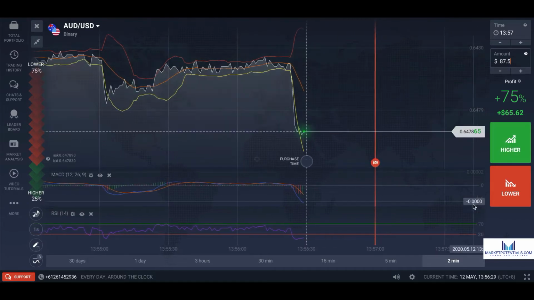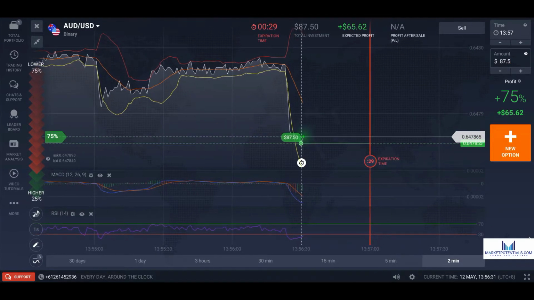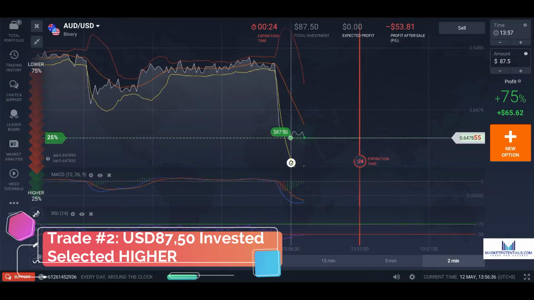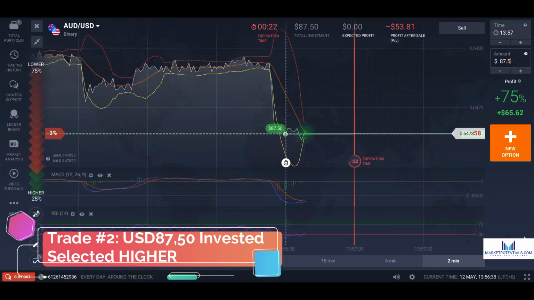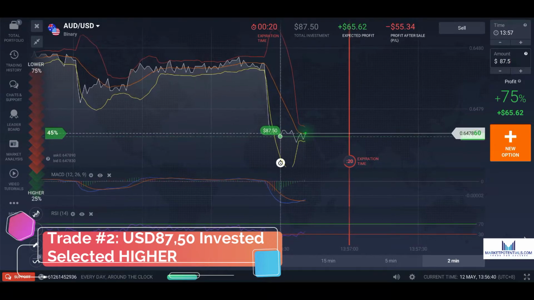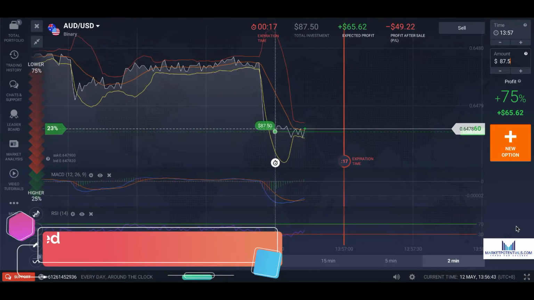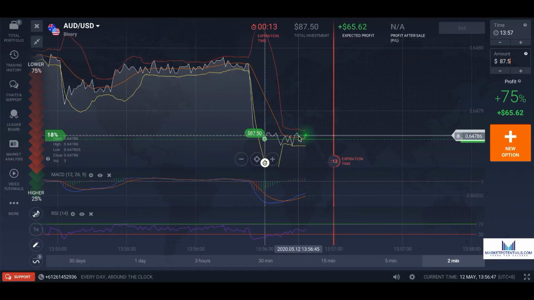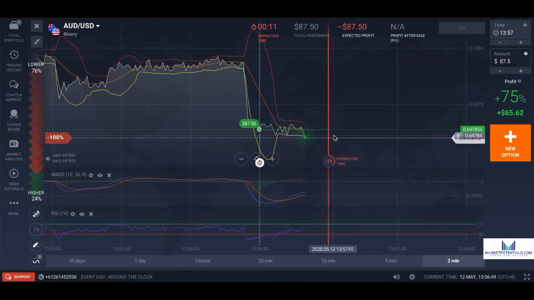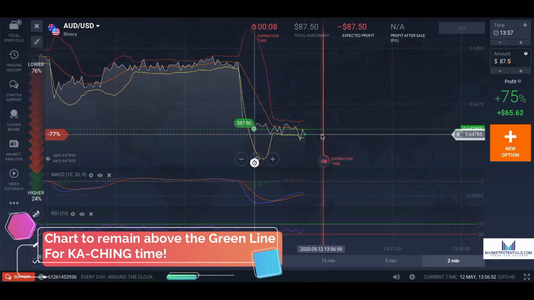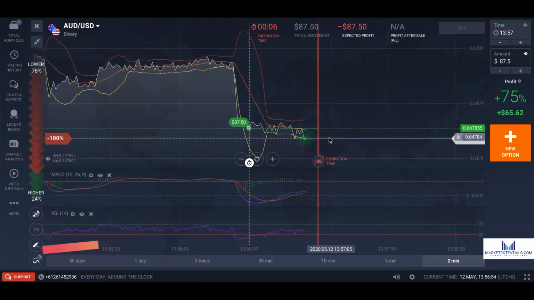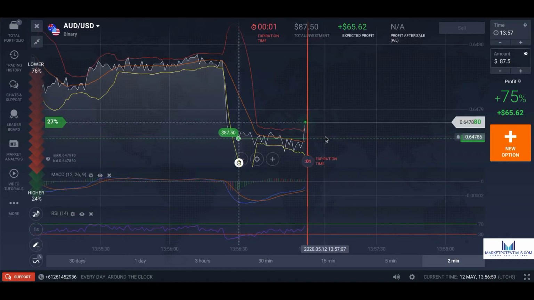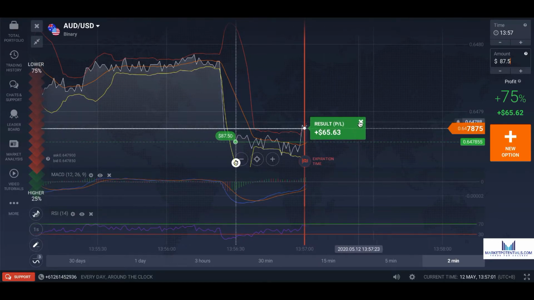All right, guys, I'm going to put in my next trade. Sorry, I had to jump in like that because, like I said, it's a live trade, so I do have to take an opportunity when it happens. Now, I've put in $87.50 on my second trade, guys, all right? And I've selected higher this time around. Now, all I need for this to happen is for the trade to end up being above the green line in the next 10 seconds or so for me to be able to be profitable. At the moment, it does kind of look kind of iffy. Let's see if things go my way, and true enough, they did.